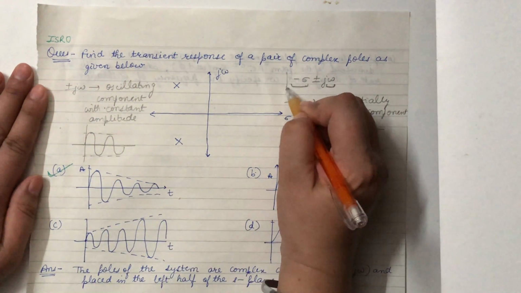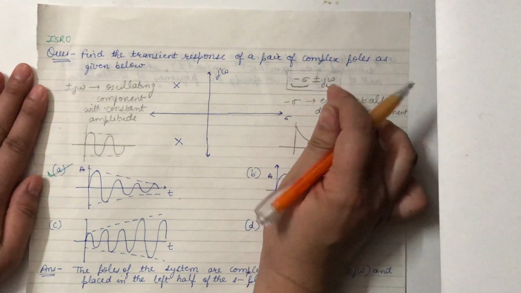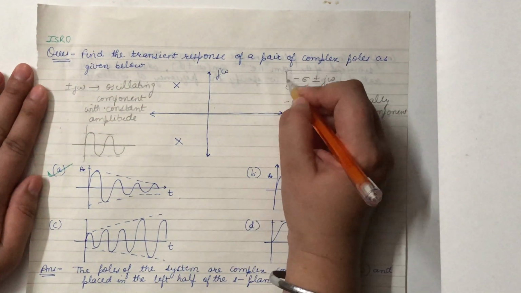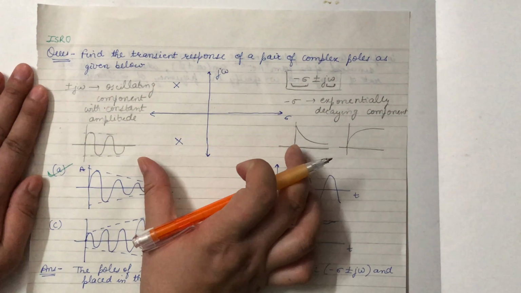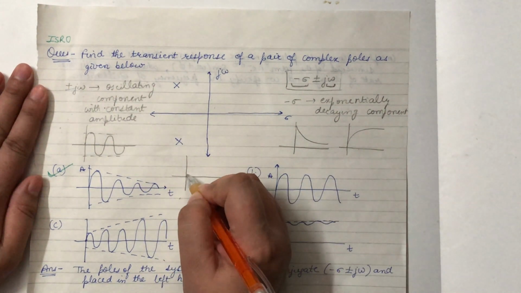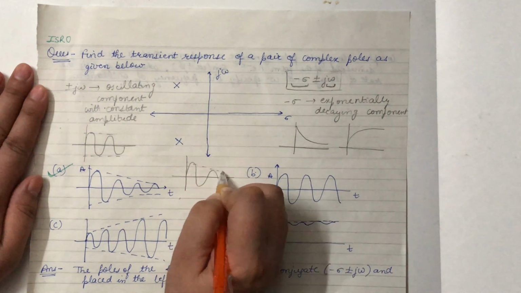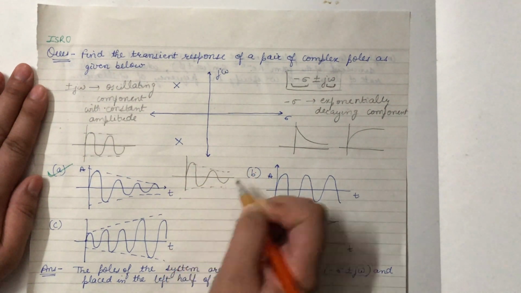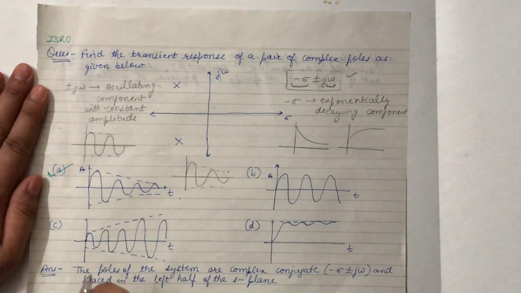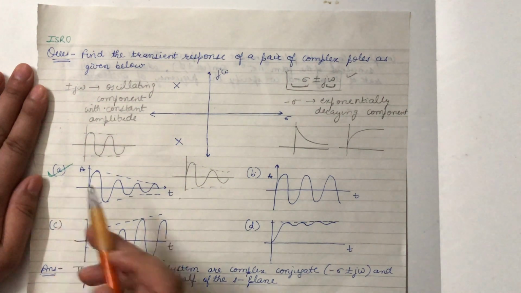So the combined response of this pole will be the combination of the two, which means it will be a decaying sinusoid. So this will be the response generated due to these complex conjugate poles. So it resembles option A. So A is the correct answer.